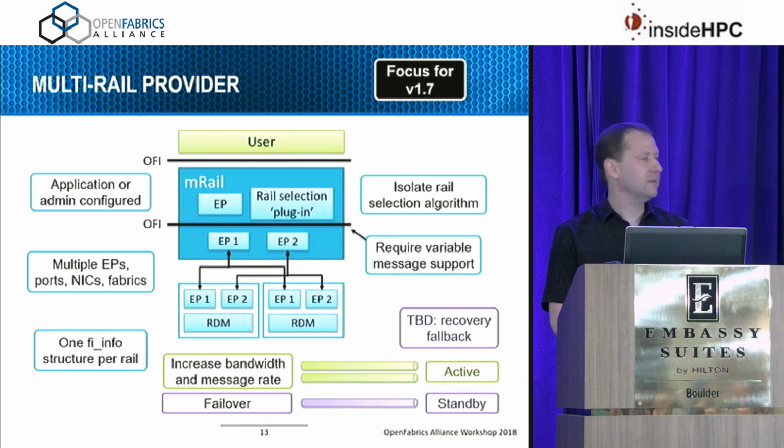The missing piece of this is how we handle recovery and fallback. Once we've gone from an active to a standby, how do we go back to an active? We're not sure how we end up dealing with that. There have been a lot of suggestions from people. How do we plug into something like PMIx, for example? How do you actually detect that a rail is no longer down?